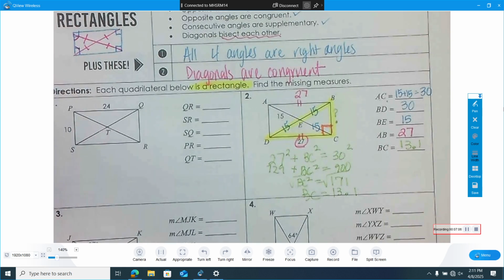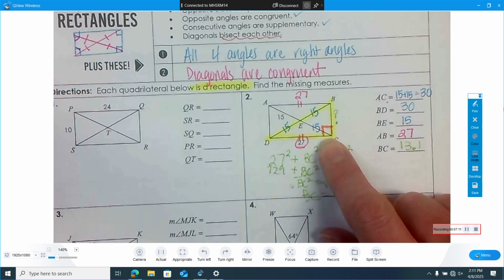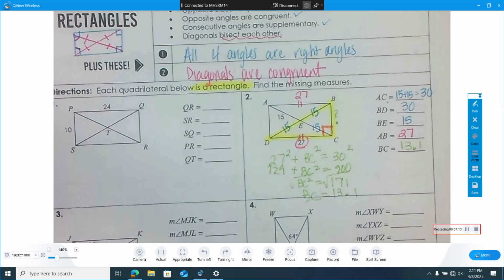All right, questions on that one? So it's always something to pay attention to when we have right angles. Do we need the Pythagorean theorem? Most likely.